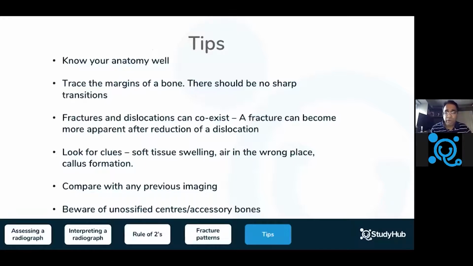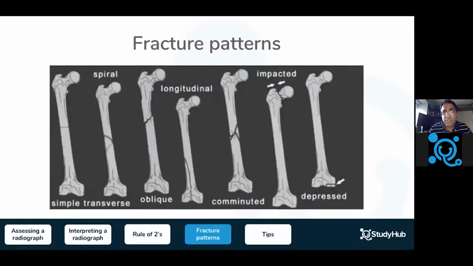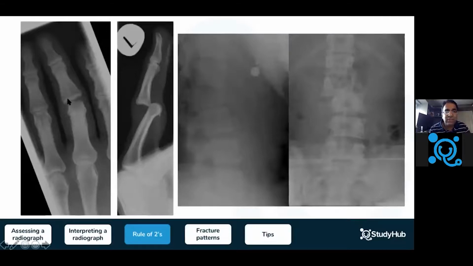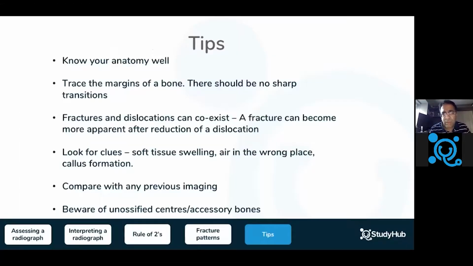Okay, now one of the things which I still do as a consultant is that I trace the margins of the bone. So just to go back, and when I say trace the margins, you can see here, this is the margin of the bone. So I trace it to see if there is any break, any sudden angulation, because one thing we do not see in the human bones is there is no such thing as sudden angulation. Everything is a smooth transition. Okay, and that is very important for us to have. So there should be no sharp transition.